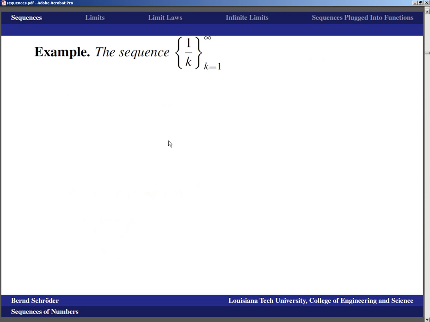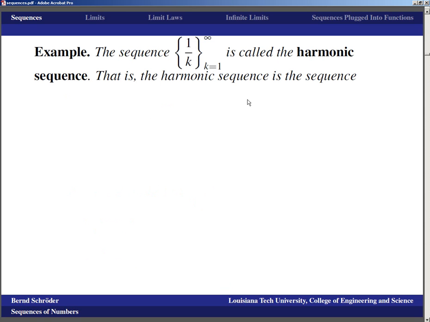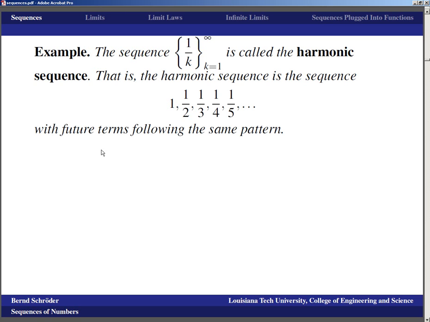As an example, the sequence 1 over k, k going from 1 to infinity, is called the harmonic sequence. That means the harmonic sequence is the sequence of numbers 1, 1/2, 1/3. You can guess the next one is 1/4, 1/5, and so on. Future terms follow the same pattern, which means the visualization is the harmonic sequence. If the 0 is here, the harmonic sequence starts at 1, the next term is 1/2, the next term is 1/3, the next term is 1/4, the next term is 1/5, and so on.